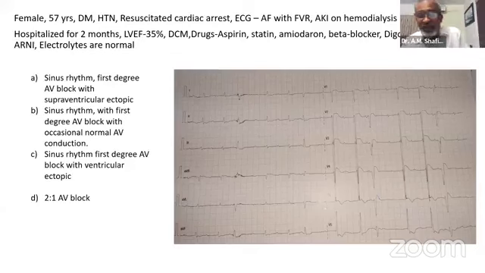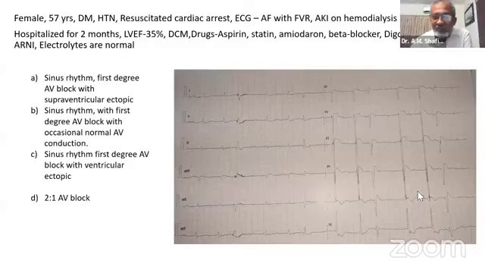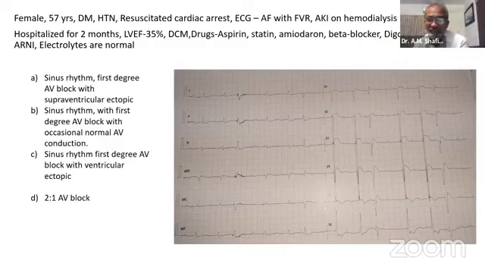Sir, there is another question. Yes. So significant ST-T wave changes. Yes, this is the T wave. And this is because of digoxin toxicity. This patient? Right, sir. The patient is on digoxin.